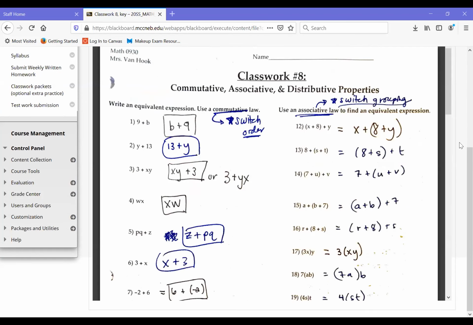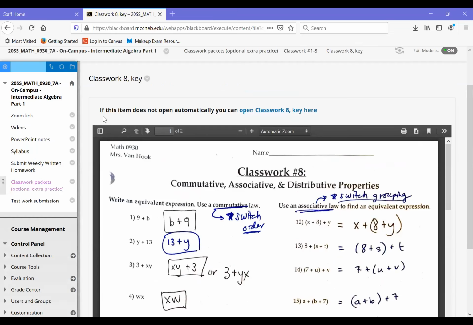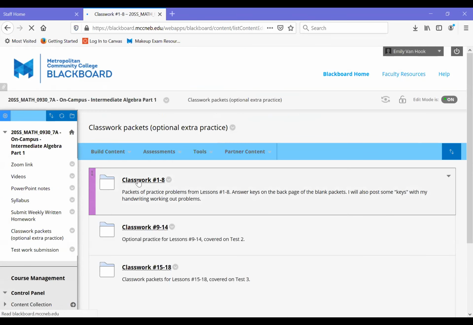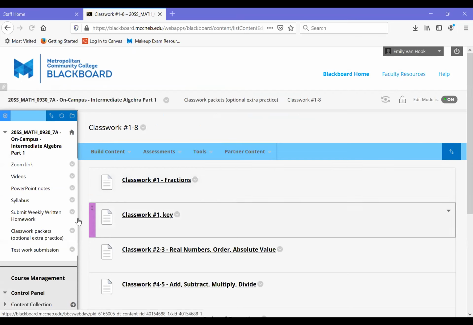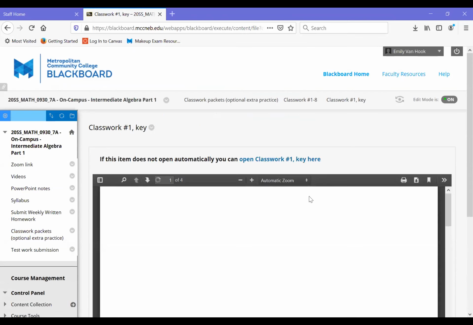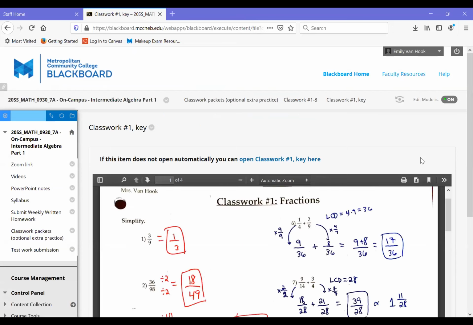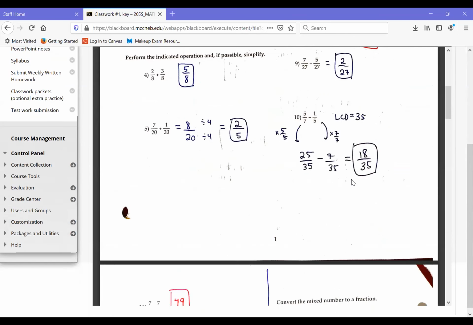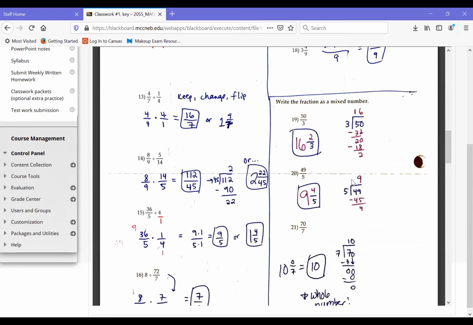Again, this is totally optional. I'm guessing even though we're here in lesson 8, some of you might still be struggling with fractions, which, as you will remember, was lesson 1. So if you're still struggling there, classwork 1 is full of extra practice. And then here's the key. I'll just click on the key here. So you can see the steps fully worked out. So classwork 1 on fractions is a good thing to use for review.